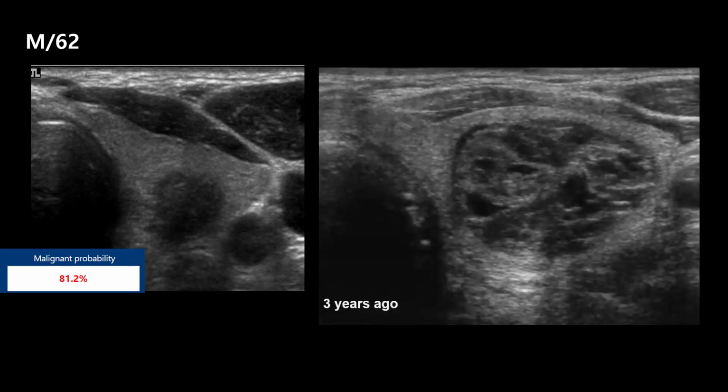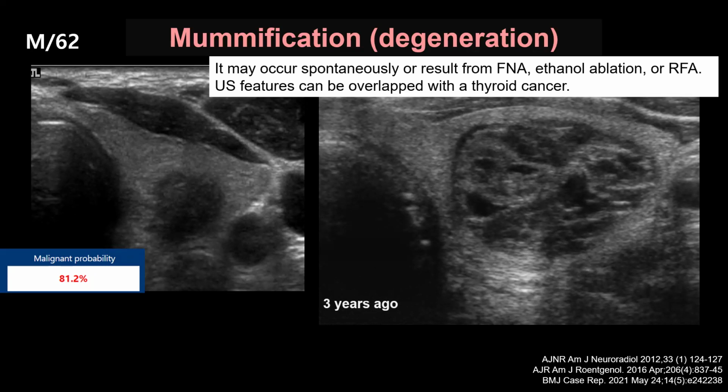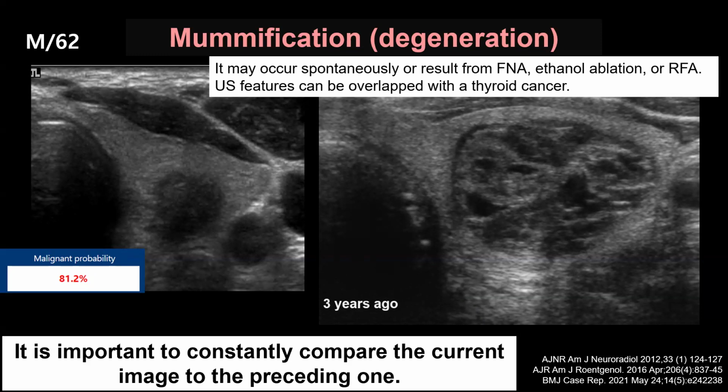This patient was referred for FNA of a suspicious thyroid nodule. Before doing FNA, I found ultrasound images performed 3 years ago. Benign thyroid nodules may undergo mummification over time. It may occur spontaneously or result from FNA, ethanol ablation, or RFA. Ultrasound features can overlap with a thyroid cancer. Of course, AI values are meaningless in this case. Therefore, it is important to constantly compare the current image to the preceding one.